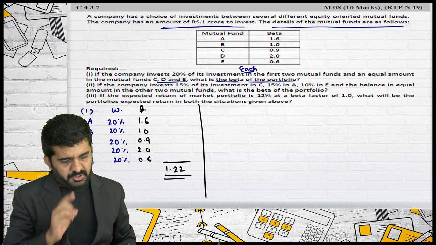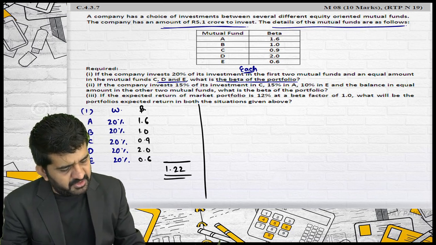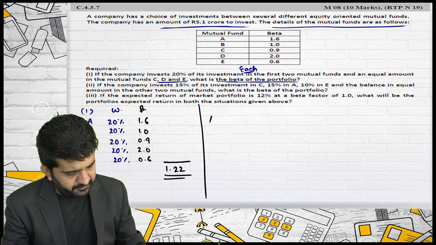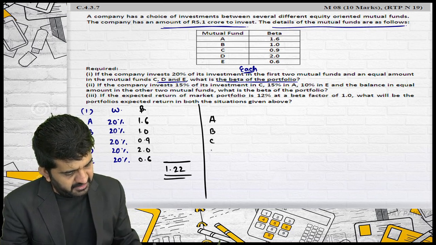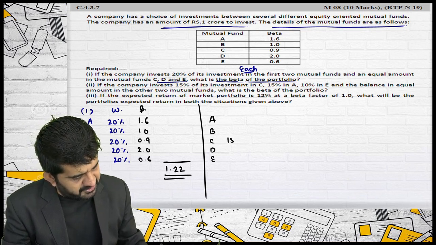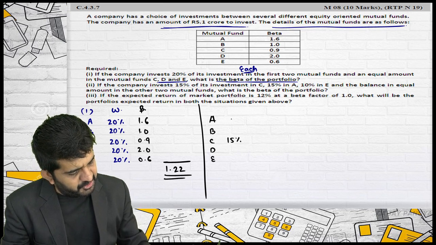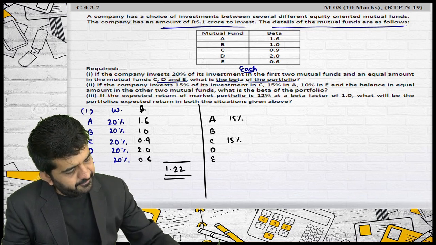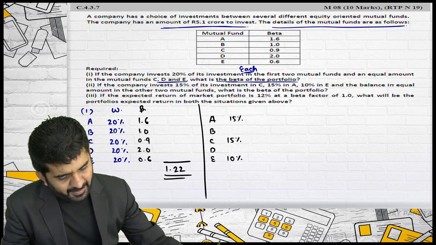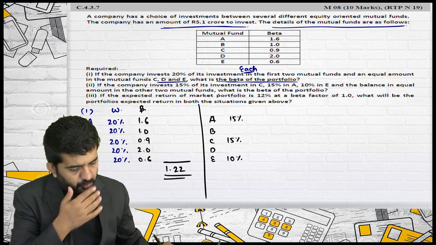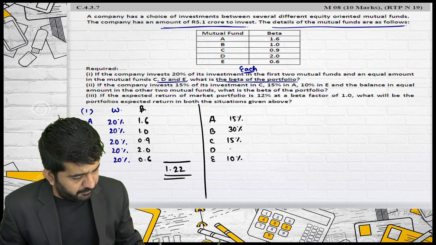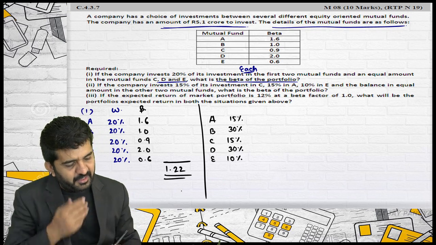I will solve the next question. If the company invests 15% of its investment in C, let me draw this: A, B, C, D, E. 15% of investment in C, 15% of investment in A, 10% in E, and the balance in equal amounts in the other two. How much is the balance? 15 plus 15 plus 10 is 40, so 60 is the balance. So 30% in B and D.